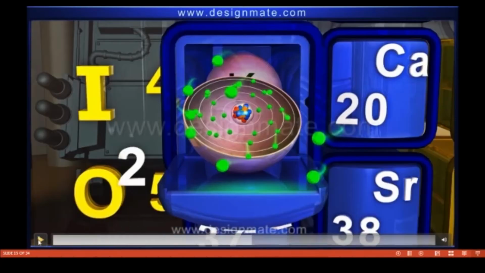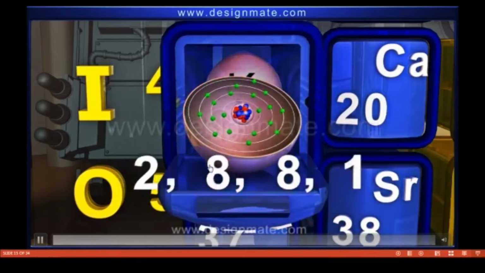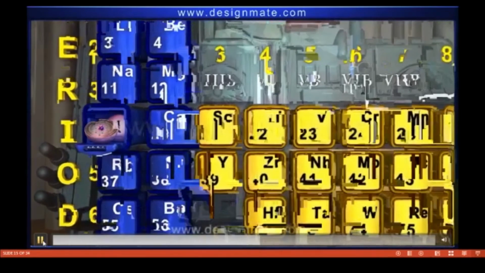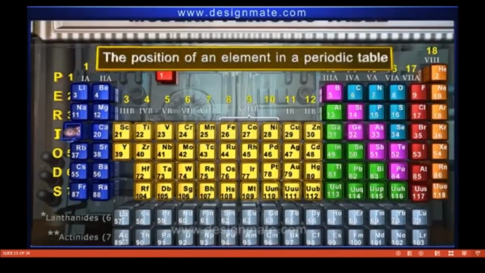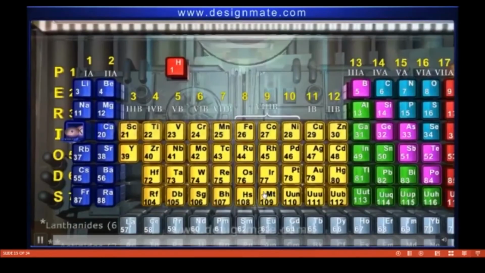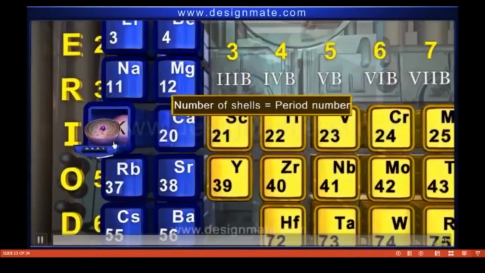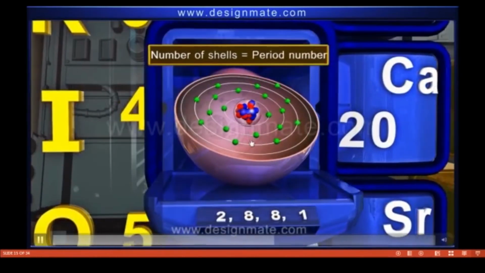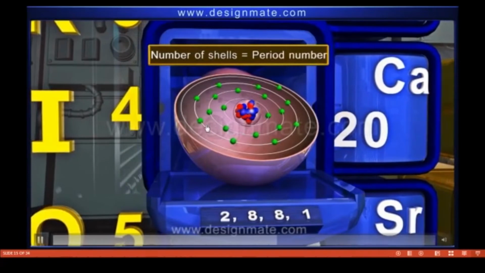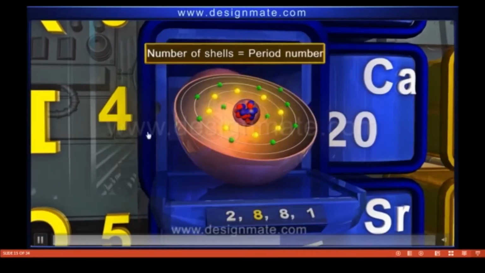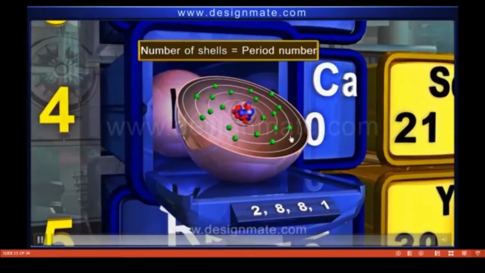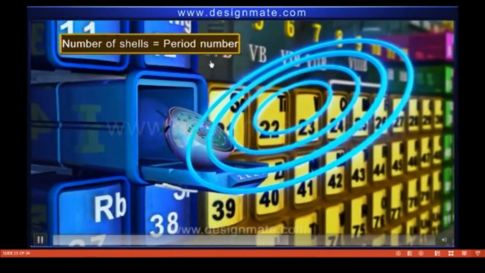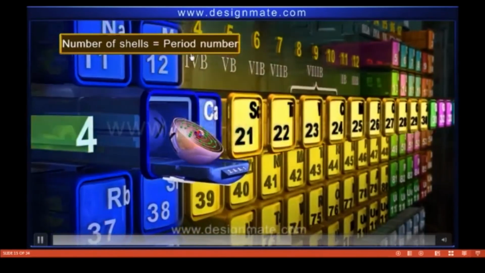2, 8, 8, 1 is the electronic configuration for potassium. Students, these are the positions of an element in the periodic table. This is period number 4, which means it has 4 shells. In the fourth period, all the elements have 4 shells only. So the number of shells is equal to the period number.